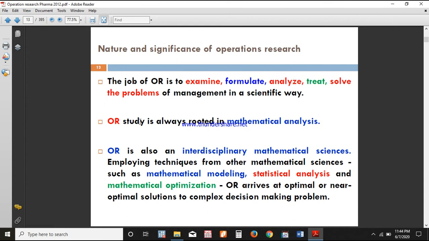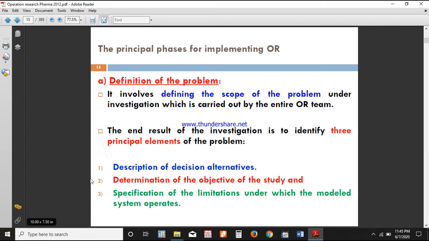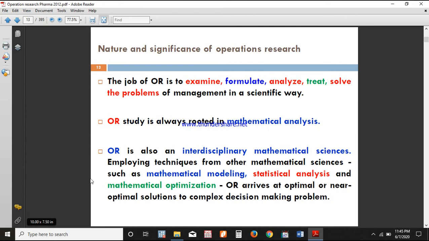When we come to the nature and significance of operations research, its ultimate objective is to examine, formulate, analyze, treat, and solve the problems of management in a scientific way. An OR study is always rooted in mathematical issues. It is also interdisciplinary by nature, and it overlaps with the social sciences and the natural sciences, specifically industrial engineering, management science, psychology, and economics. This is the nature and significance of operations research.